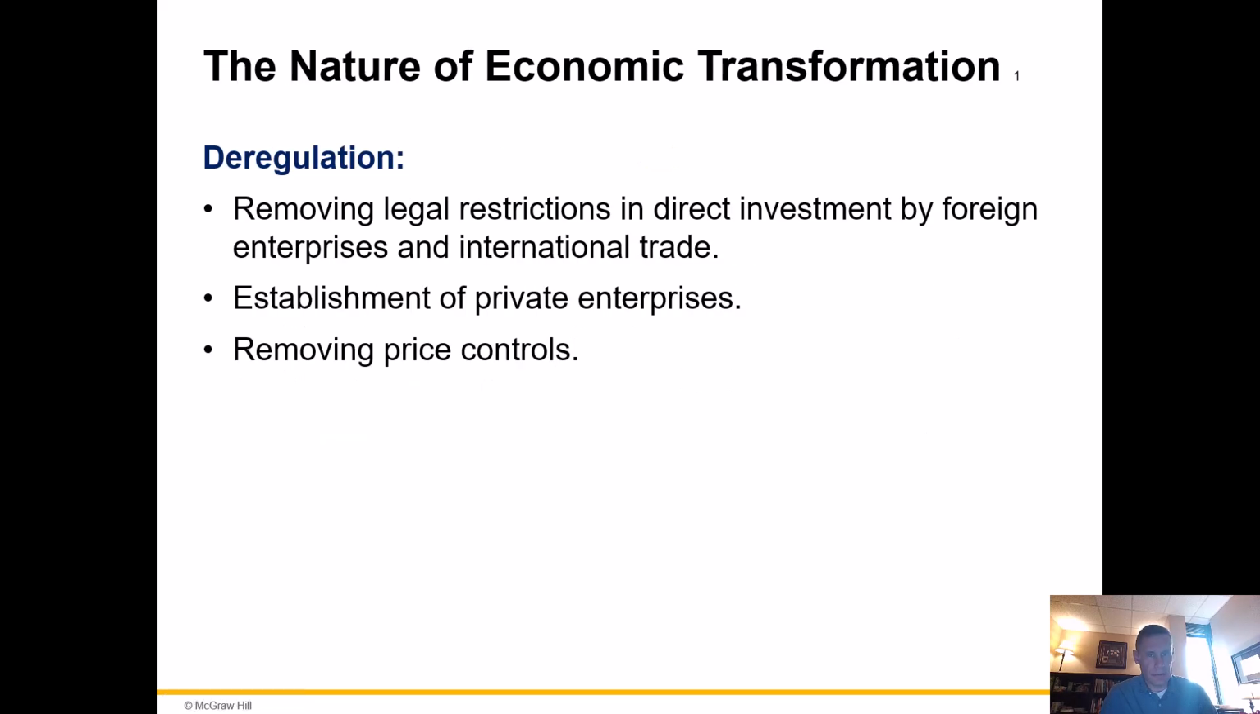Deregulation is the removing of legal restrictions on direct investment by foreign enterprises and international trade. It helps the establishment of private enterprises. It also helps to remove price control. So think about government regulation. Think about just sort of pulling that back, stripping it away. Maybe not getting rid of it entirely, but making it easier for businesses to operate.